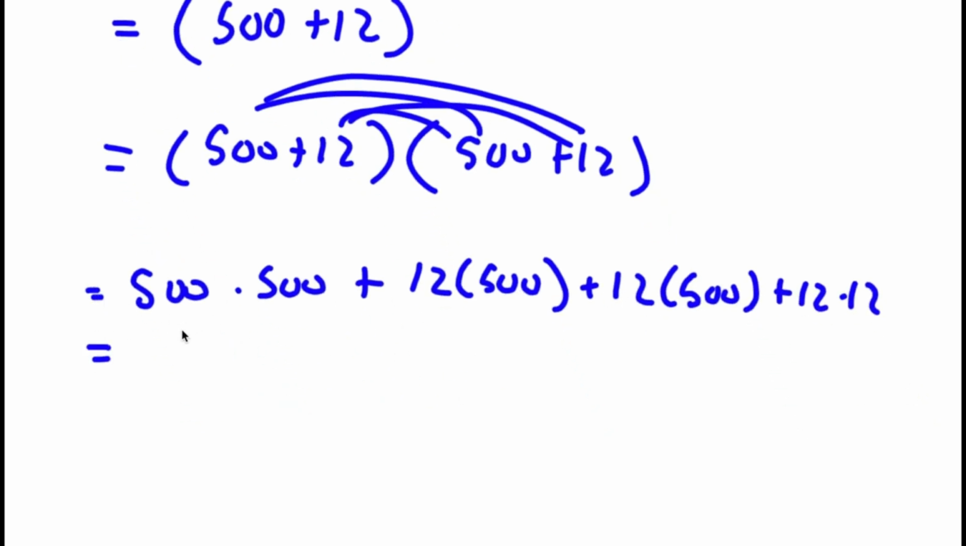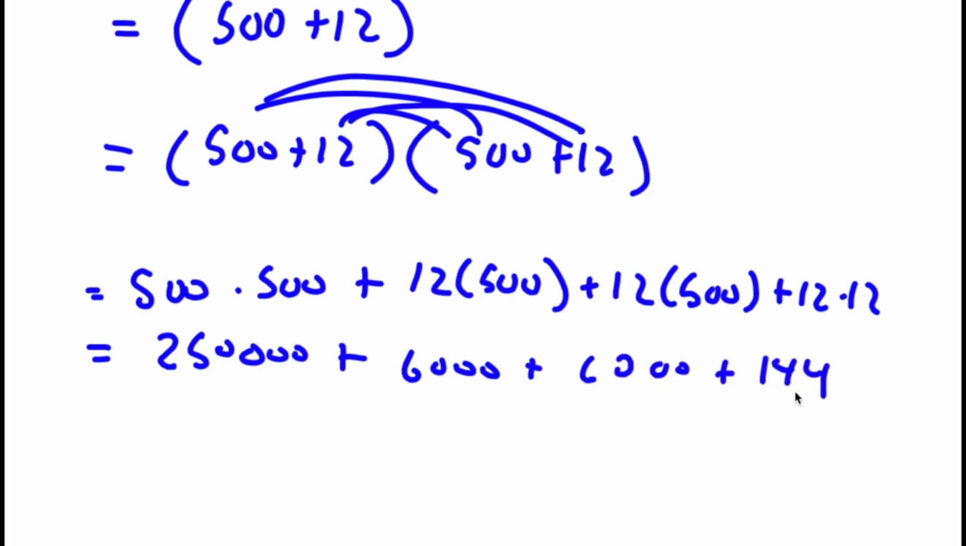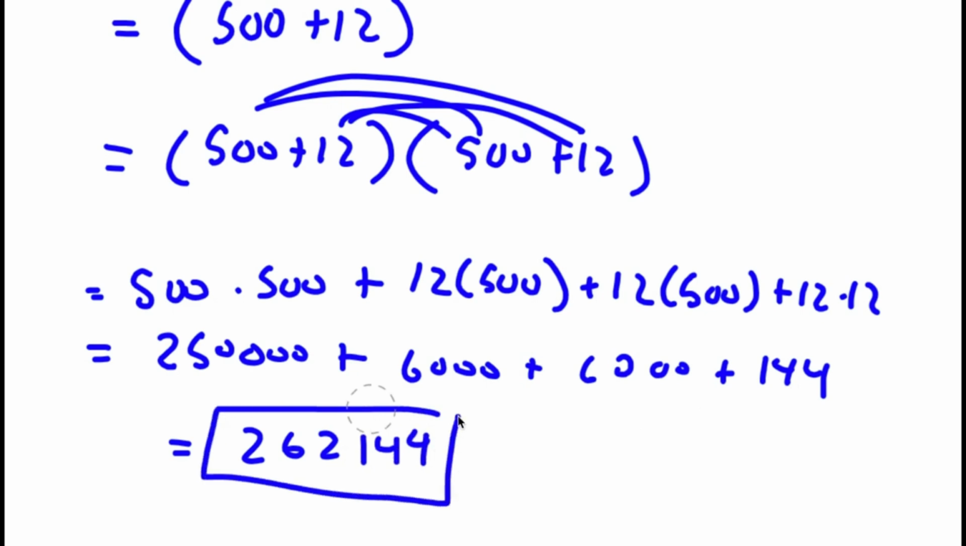Now 500 times 500 is going to be 250,000. Plus 12 times 500, that's going to be 6,000. Plus again 6,000. Plus 144. Now 6,000 plus 6,000 is 12,000. And 12,000 plus 250,000 is 262,000. Plus 144 is 262,144. So this is my answer.